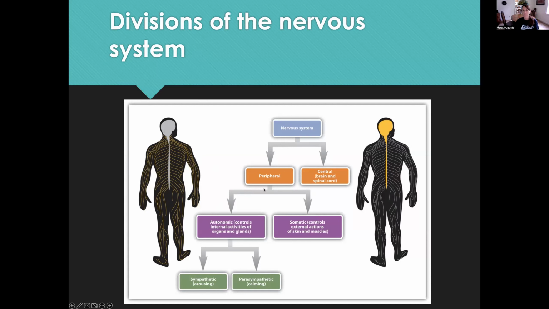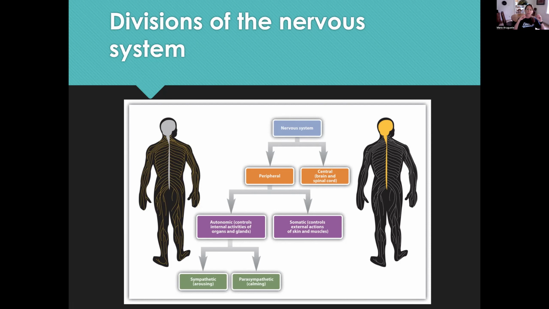The peripheral nervous system will further break down into what we call the autonomic nervous system and the somatic nervous system. So all of those nerves going out to your body, some of them are going to be attached to your muscles, and that's going to help you move. That would be the somatic nervous system.